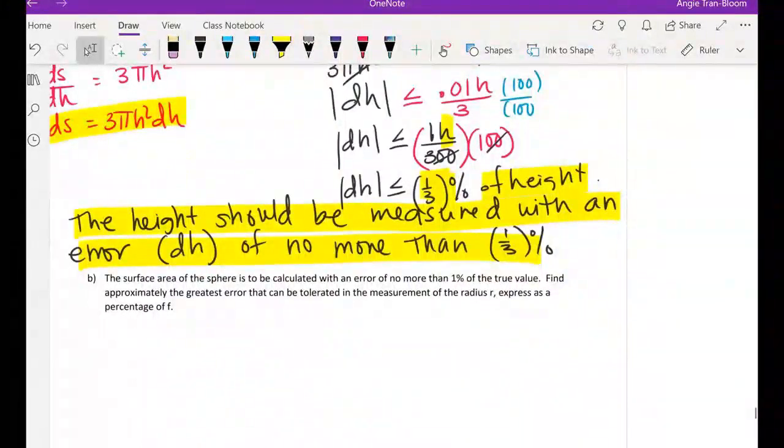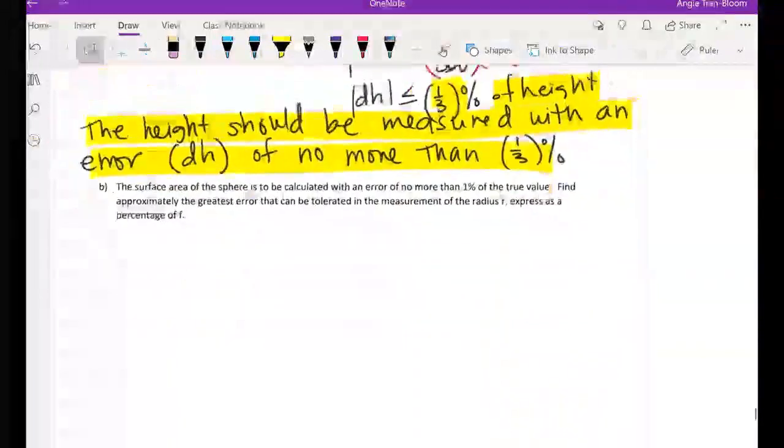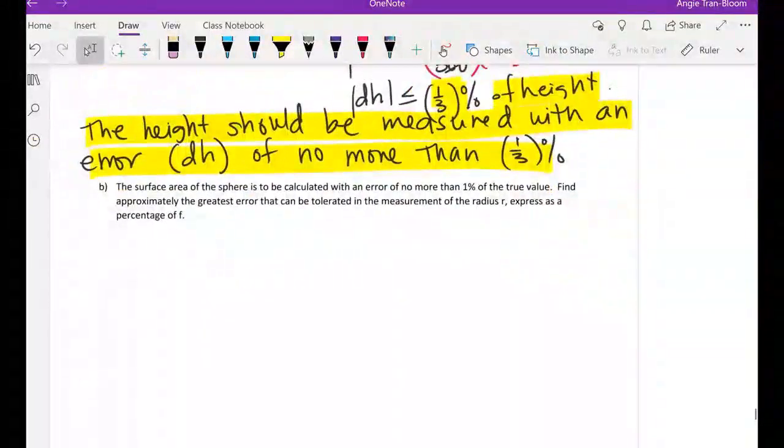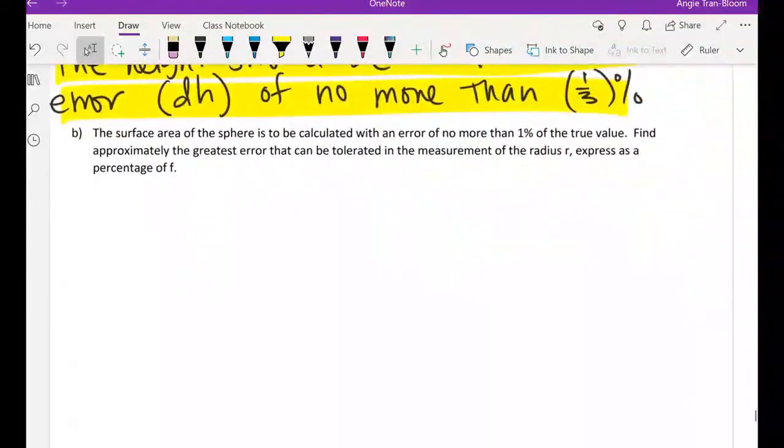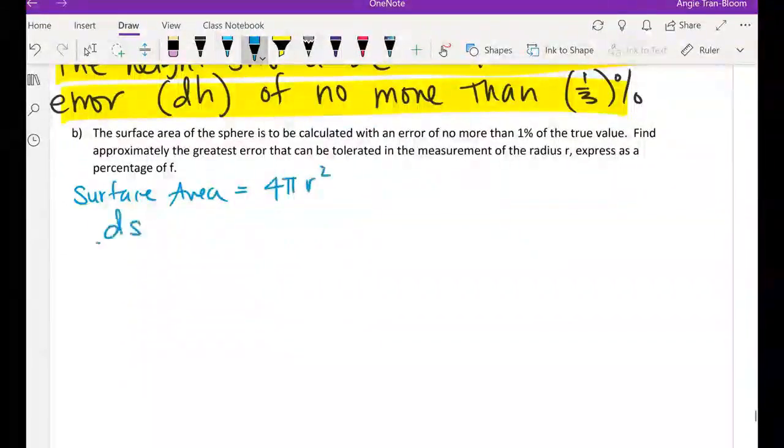Last problem of chapter 4. The surface area of the sphere is to be calculated with an error of no more than 1% of its true value. Again, this darn no more 1%. So I would need a surface area. And so that means surface area of the sphere is going to be 4 pi r squared. I'm probably going to need to do the derivative with respect to r. So let's take care of it. That's 8 pi times r.